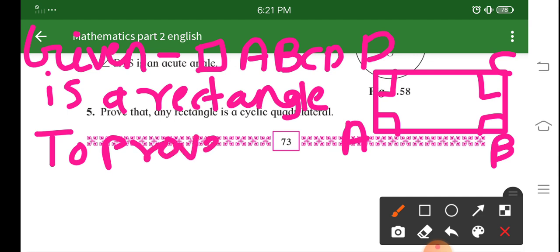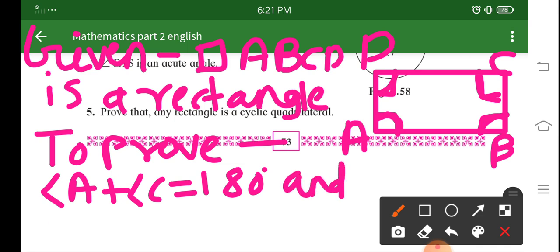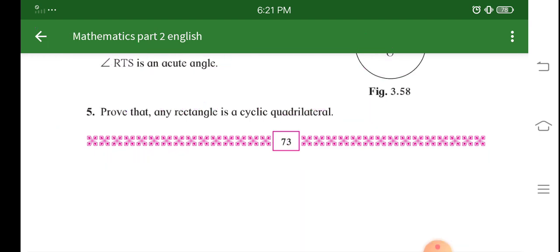What you have to prove is that the opposite angles, this A and this C, you can write over there: angle A plus angle C should be supplementary, meaning the measurement should be 180. Similarly angle B and D: angle B plus angle D is equal to 180. This thing we have to prove. So let's get started with the proof.